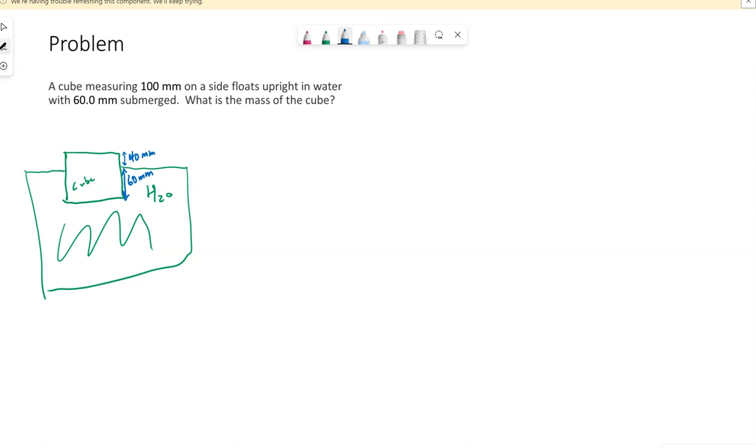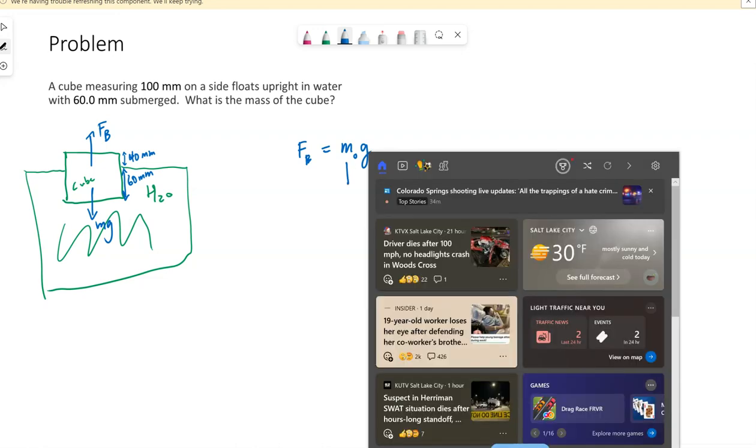All right, so floating. I know there is a buoyancy force upwards. I know that has to equal the weight of this block. I'm going to call the mass M sub O for the object. So that buoyancy force upwards has to be balancing out the weight of the block downwards. Otherwise, it wouldn't be floating. So floating, those two forces are balancing out. And we're trying to find the mass of this cube. So we actually want M naught.